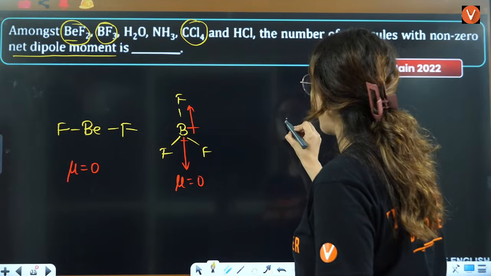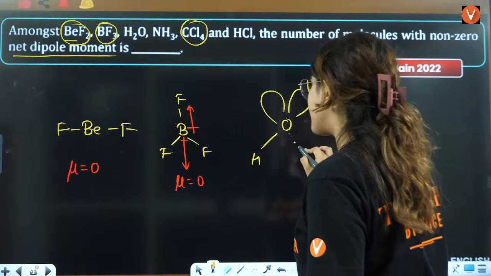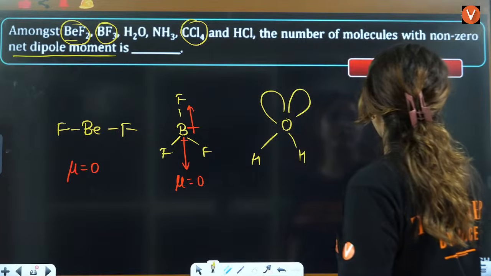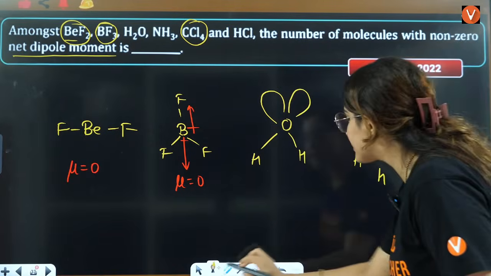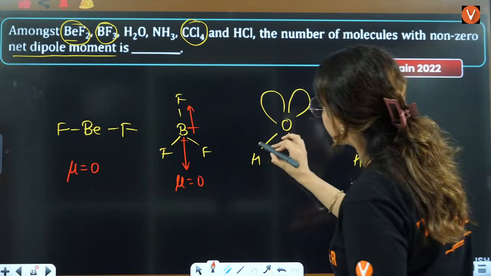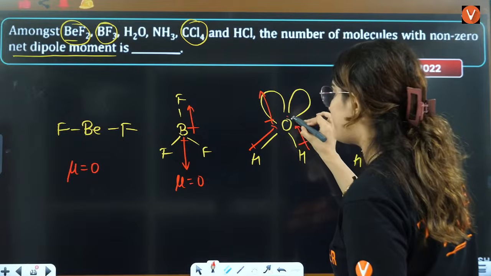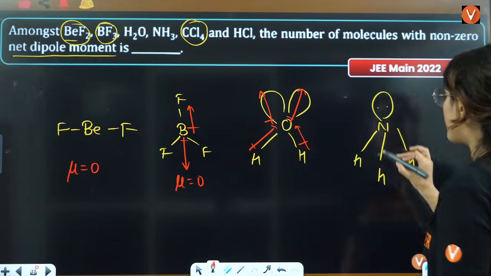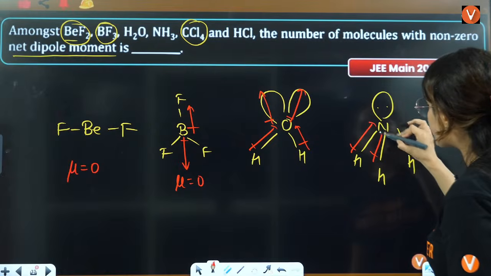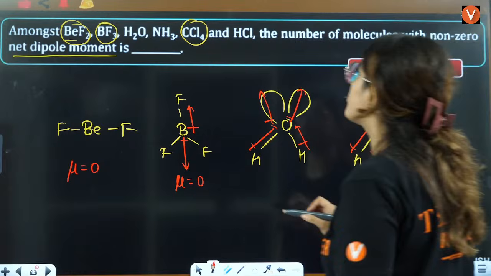If you talk about water, this is oxygen. These are two lone pairs. This is H. This is not going to have mu 0. This is nitrogen, right? H, H and H. Always it is going to be from positive to negative, atom to lone pair. This is having a maximum, very good dipole moment. This is positive to negative. This will add up and it will give you a good dipole moment.